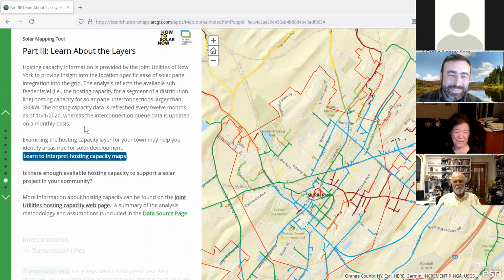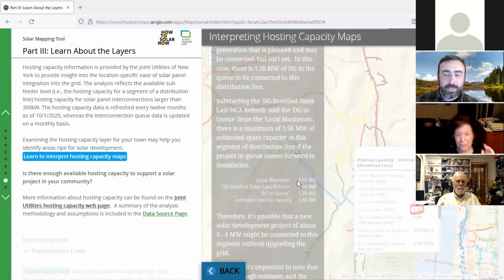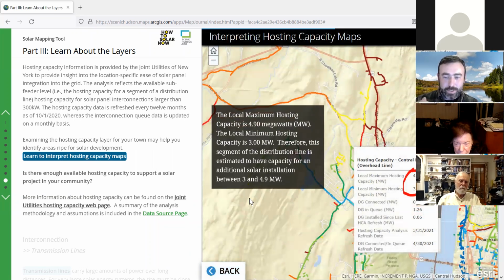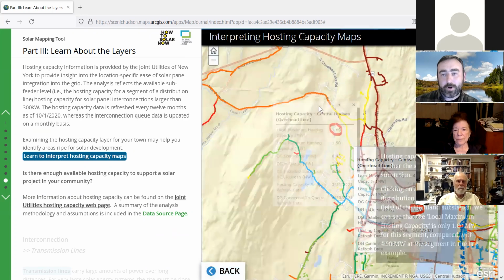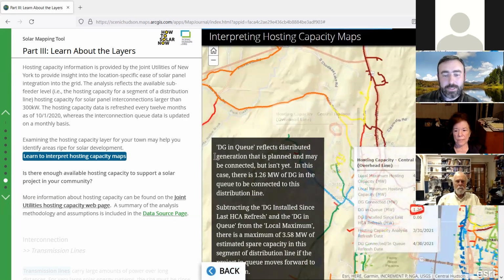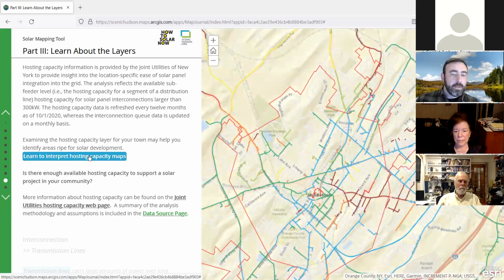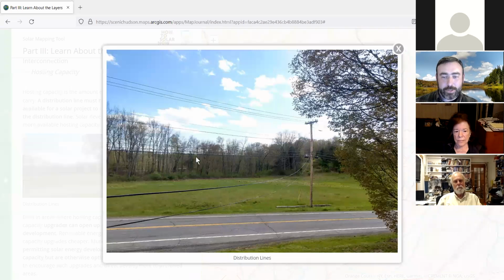Sorry. Thanks. Just to reiterate, before we move on, this Learn to Interpret Hosting Capacity Maps info dive is where we break down and do worked examples of how to actually read these pop-ups, because there's a lot of numbers and it is complex. I'll also point out this blue bar up here as your scroll indicator, so you know how far along in your info dive you are, since it does dump you back in where you left off usually. So that is our distribution lines. Hosting capacity is for distribution lines.